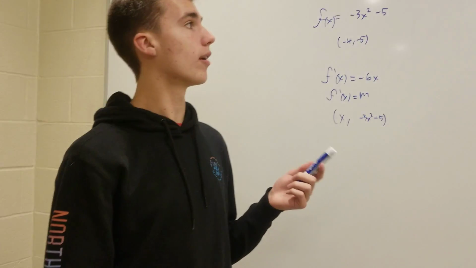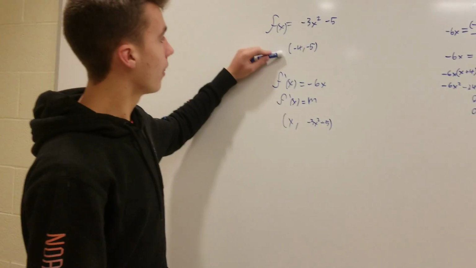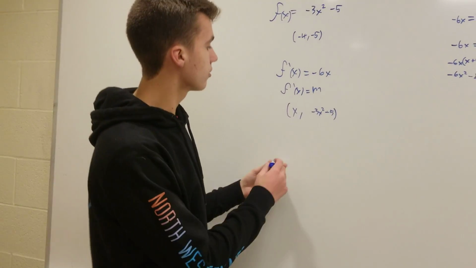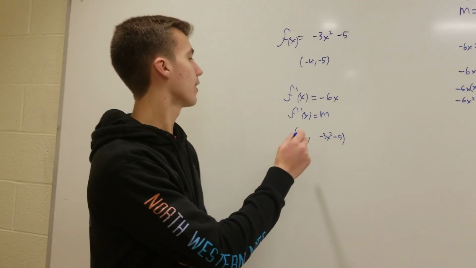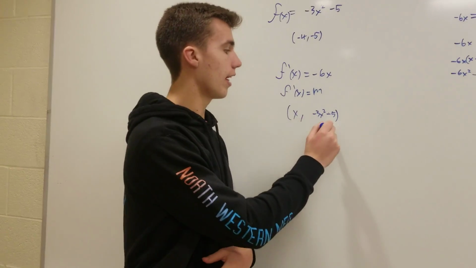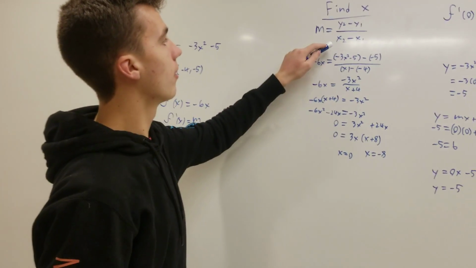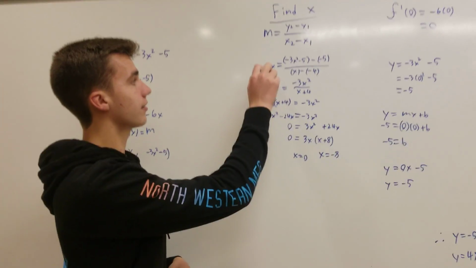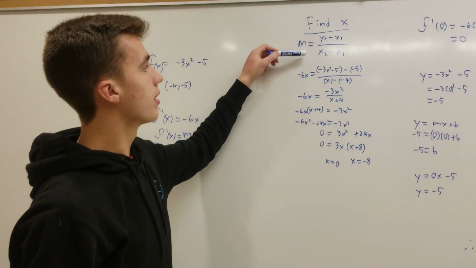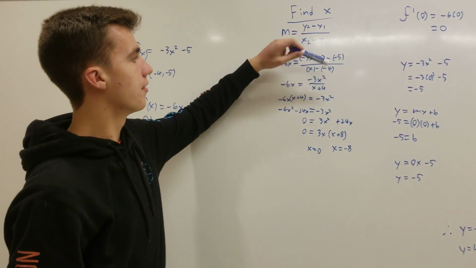Another way to find the slope is m = (y2 - y1)/(x2 - x1), but I need two points for that. So I have this point, (-4, -5). Then we also have this point, (x, -3x² - 5), which is true because for any x value, the y value will equal that. Now, when solving for x, m = (y2 - y1)/(x2 - x1). I solve for one type of slope, which is -6x, and then I have y2 and x2, -3x² - 5 and x, and y1 and x1, -5 and -4.